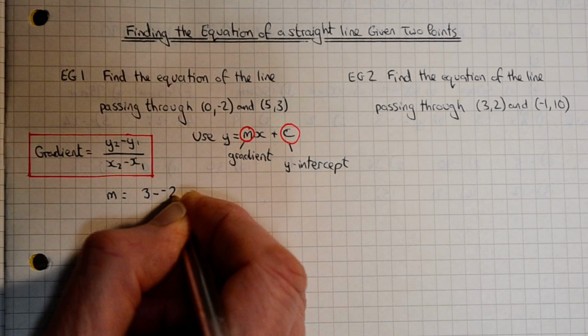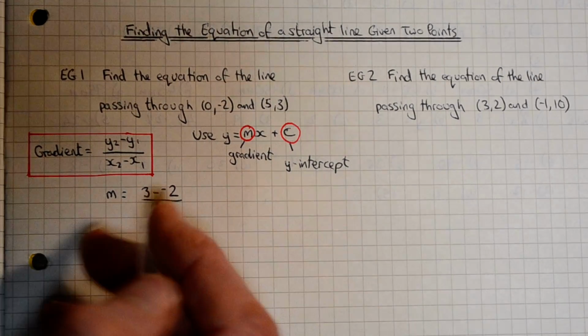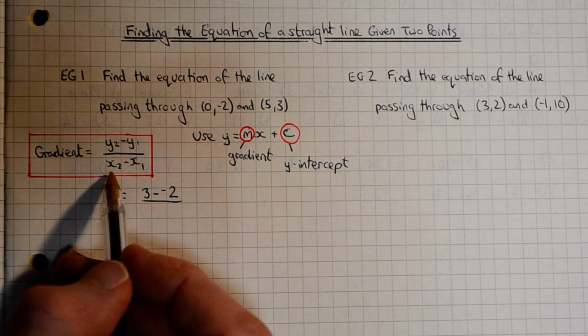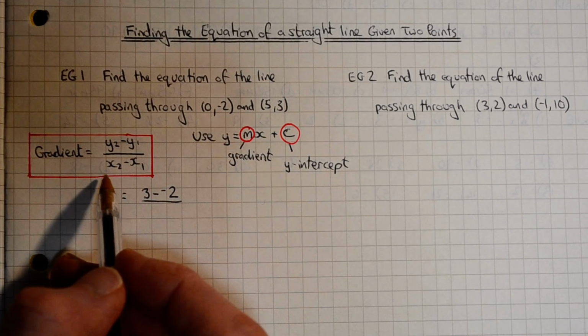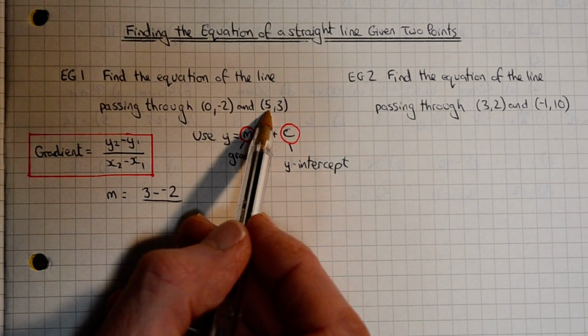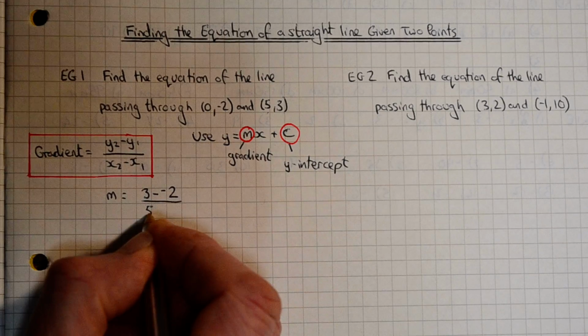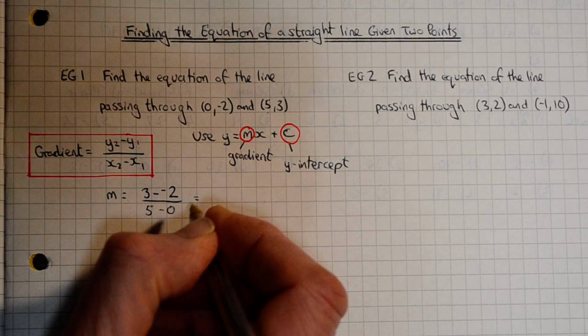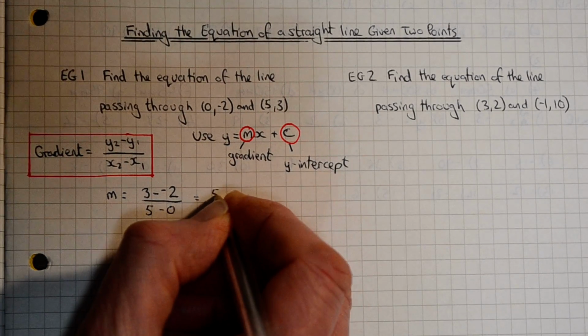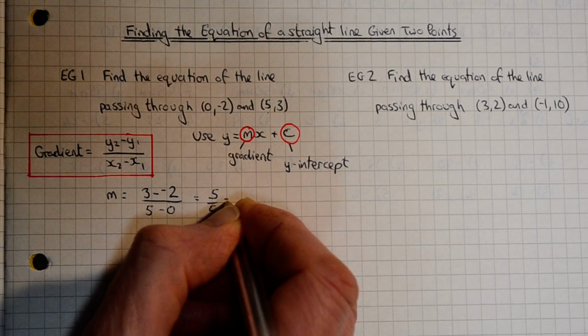Take away minus 2, remember that's the same as adding, and x2 take away x1. We've got to make sure we get the coordinates the right way around, so it's the second x coordinate take away the first. So that's 5 divided by 5 just gives us 1.